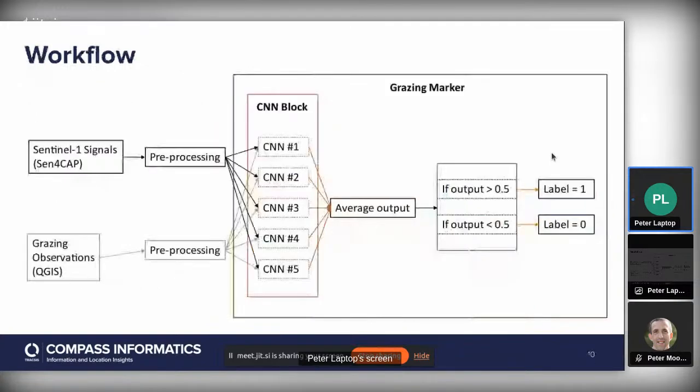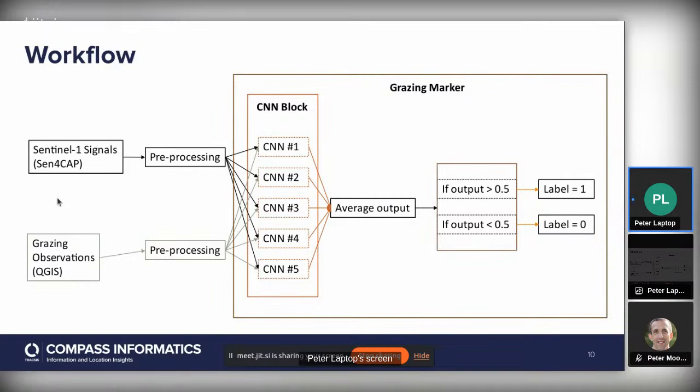The general workflow of the grazing marker. You start on the left side and move to the right. So you've got the Sentinel-1 signals along with the grazing observations. You do some pre-processing to it, like deriving those last three indices that I mentioned just now for the signals. The grazing observations, you have to match the dates of the observations to the Sentinel-1 passes, after which it is passed on to what I'd like to call the CNN block, so the convolutional neural network block.